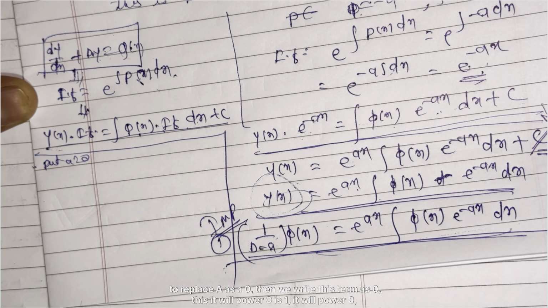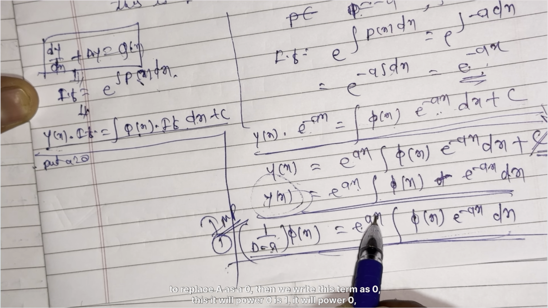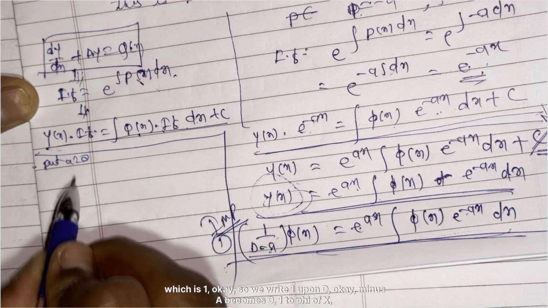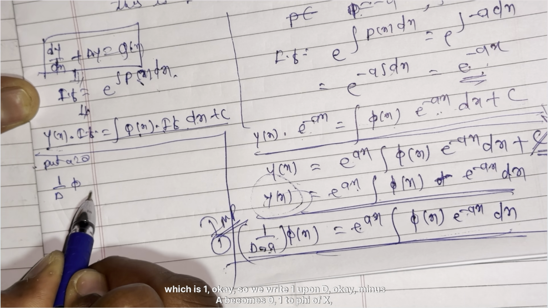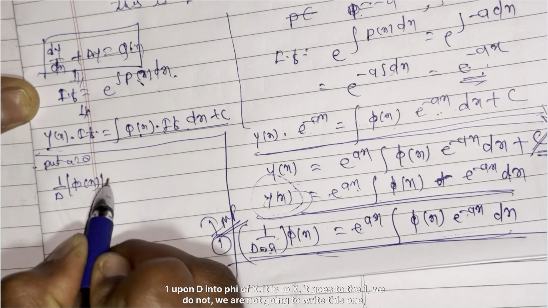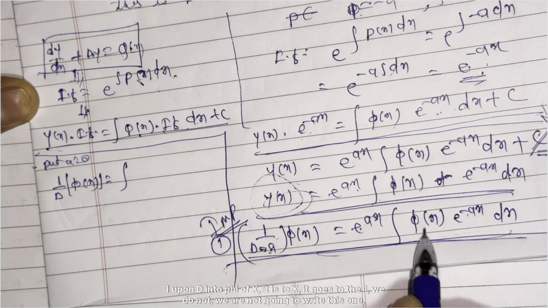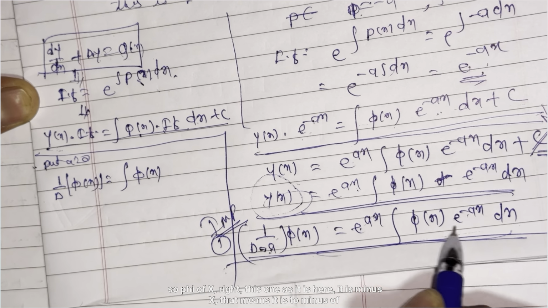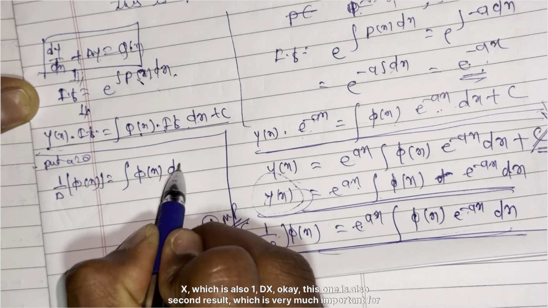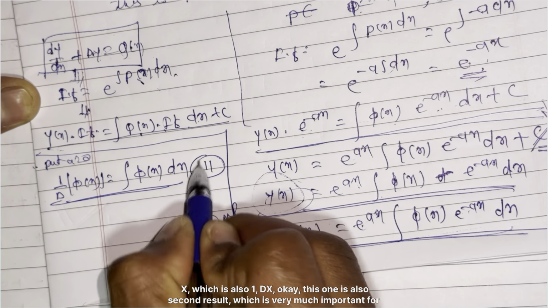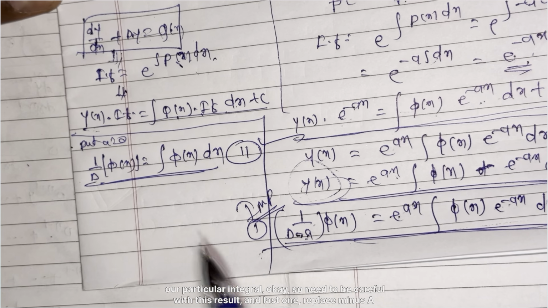If I replace a as 0, then e to the power 0 is 1. So we write 1 upon D, since minus a becomes 0, into phi of x, which is 1 upon D into phi of x. The e raised to ax goes to 1. We write phi of x as it is here, e raised to minus ax, that means e raised to minus of 0x, which is also 1, dx. This is also the second result, which is very important for our particular integral, so be careful with this result.